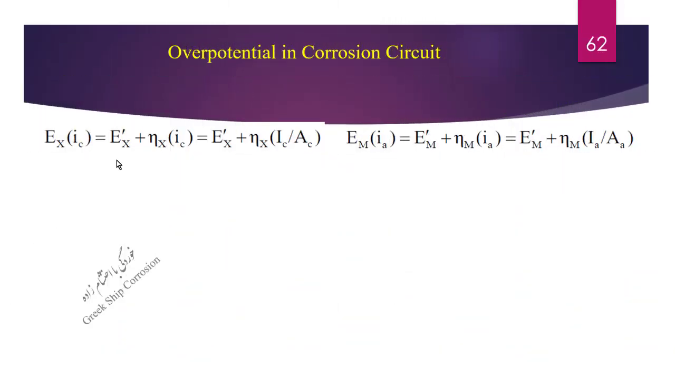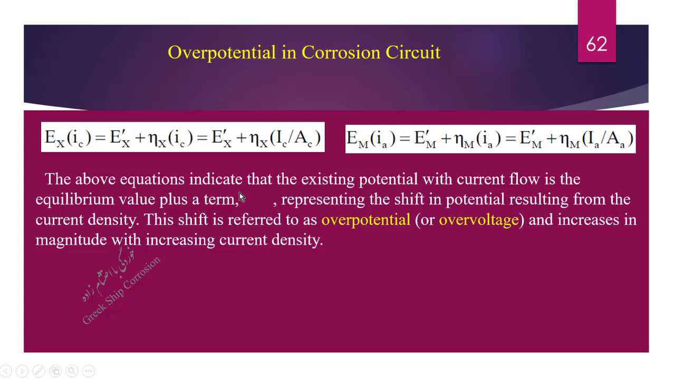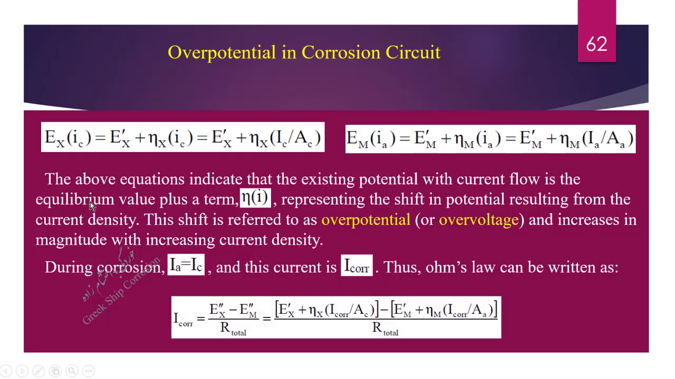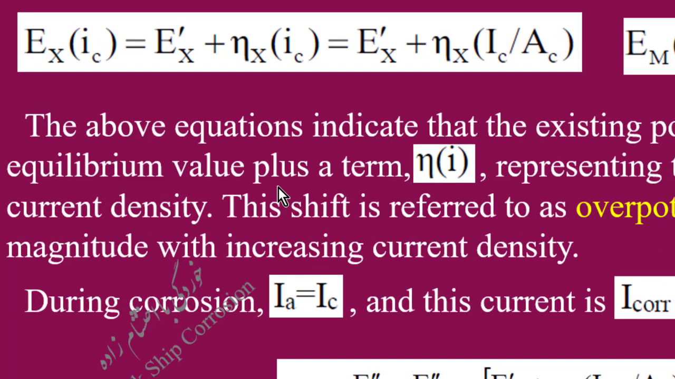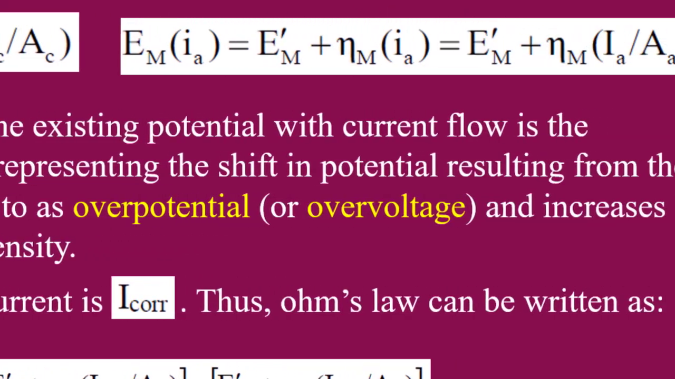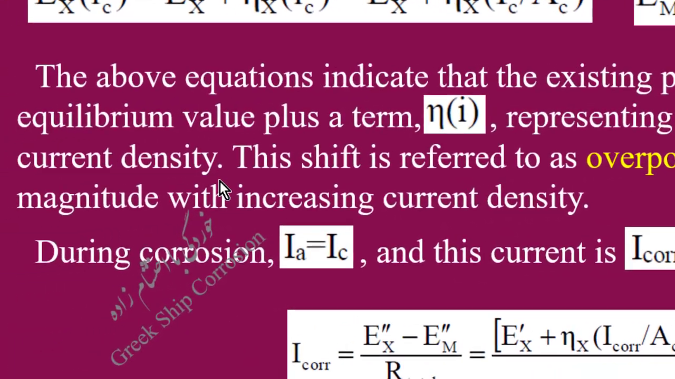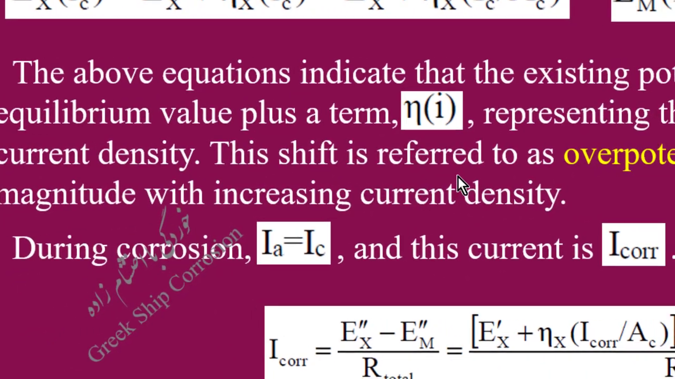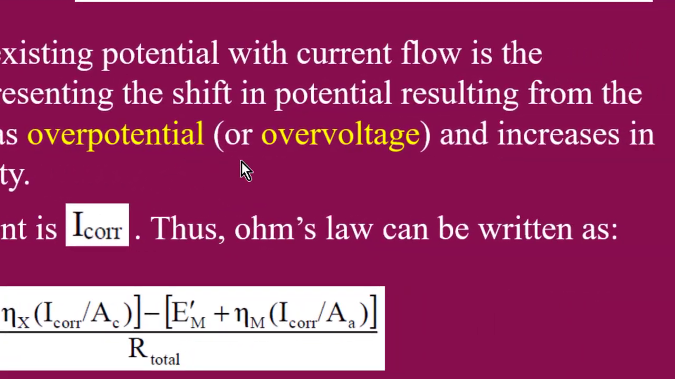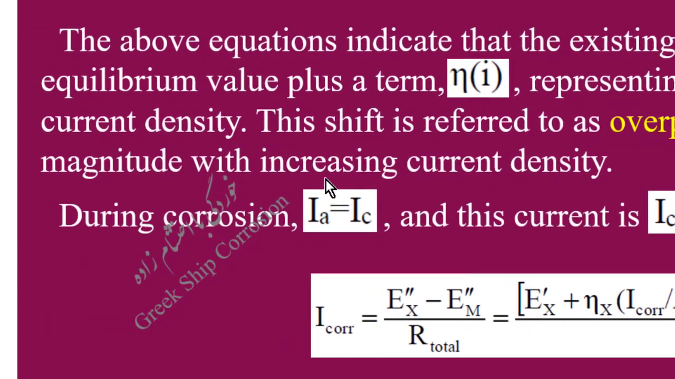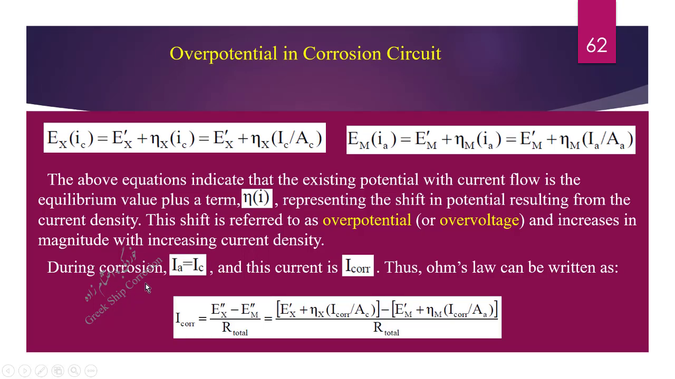Overpotential in corrosion circuit. The above equations indicate that the existing potential with current flow is the equilibrium value plus a term that is called eta i, representing the shift in potential resulting from the current density. This shift is referred to as overpotential or overvoltage and increases in magnitude with increasing current density. During corrosion, IA equals IC, and this current is I corr.